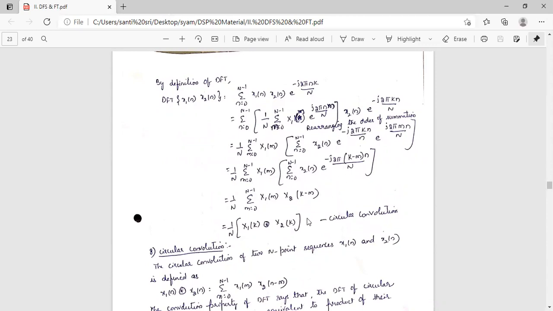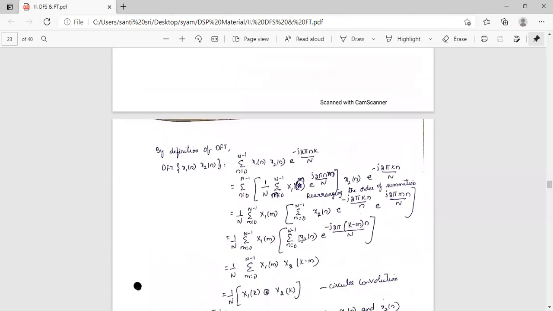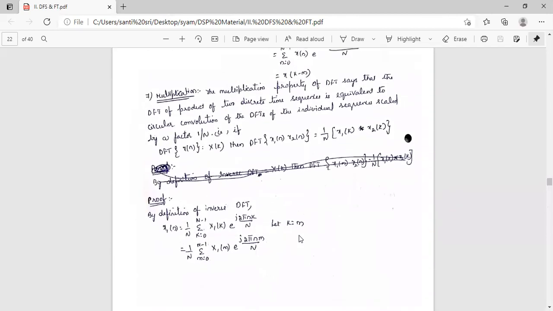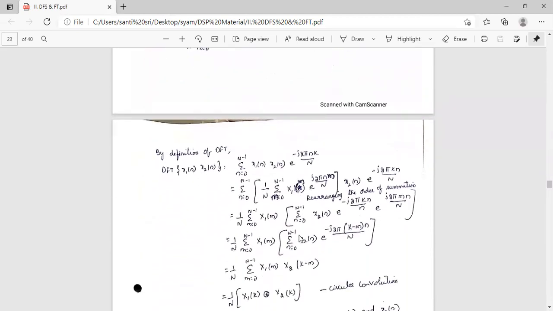Okay, so this is nothing but the convolution property, x1 of m into x2 of k minus m. So it is nothing but 1 by N into x1 of k circularly convolved with x2 of k. This is the multiplication property. Multiplication in time domain will become simple convolution in frequency domain. Okay, so this is the multiplication property, and hence it will be proved.